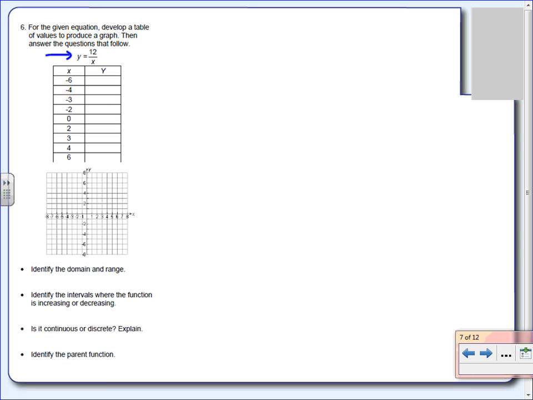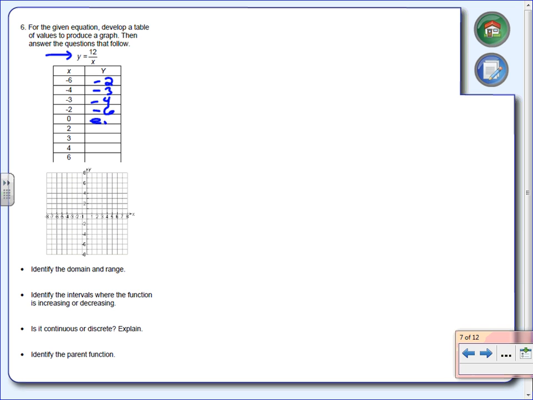So let's go ahead and figure out what this table is. First thing I need to do is figure out what 12 divided by negative 6 is. If I plug in negative 6 for x, 12 divided by negative 6 would be a negative 2. Put that in your table. Now I need to know what is 12 divided by a negative 4. Negative 3. Now I need to know what is 12 divided by negative 3. 4. 12 divided by negative 2 would be a negative 6. 12 divided by 0 is error.